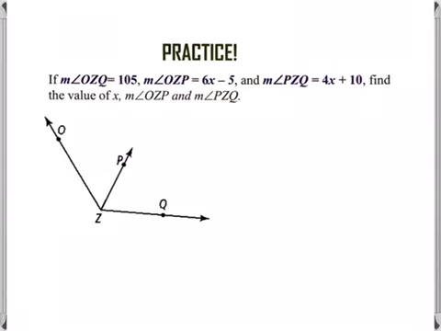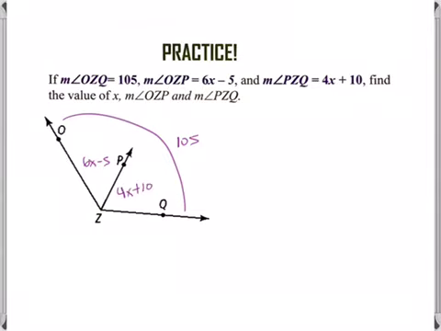In the next problem, we've got angle OZQ is 105, angle OZP is 6x minus 5, and angle PZQ is 4x plus 10. Find the value of x, then find the measure of OZP and PZQ. Well, I know the whole angle here is 105. The small piece here is 6x minus 5. And then PZQ is 4x plus 10.